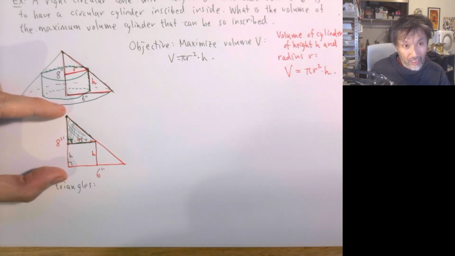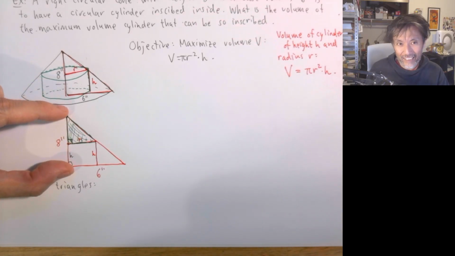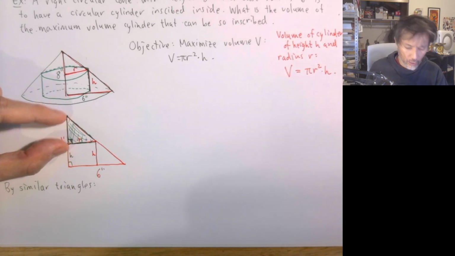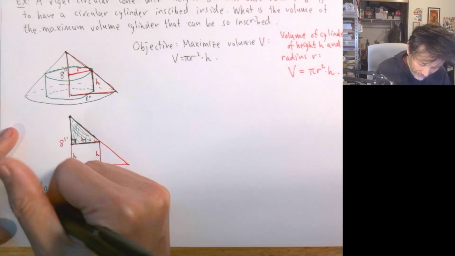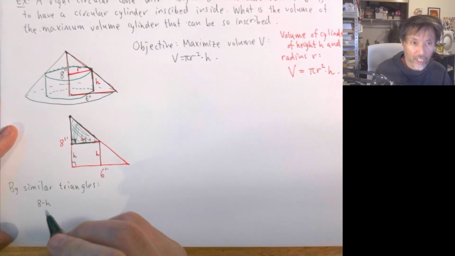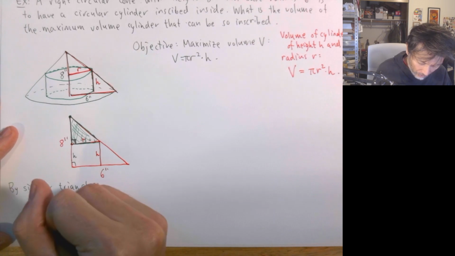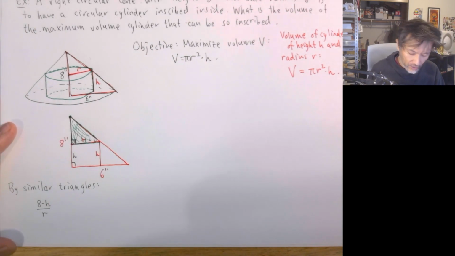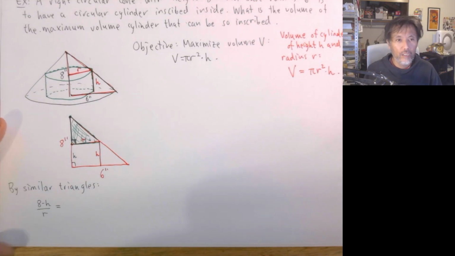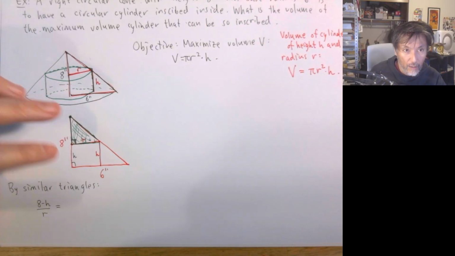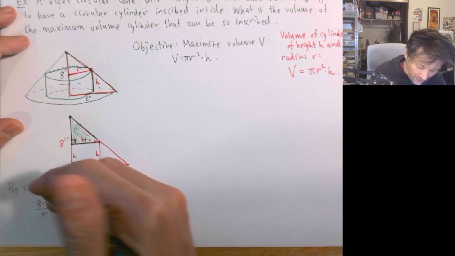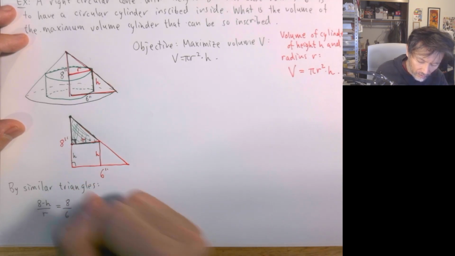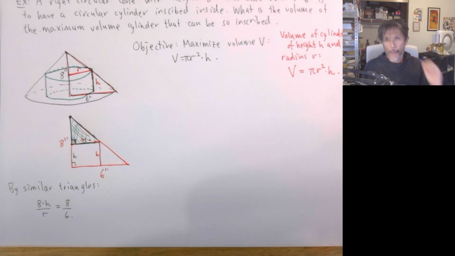So since this distance is 8 and this distance is h, this must be 8 minus h. So the vertical side is 8 minus h. And the ratio of that to r, which is the horizontal side of the green triangle, is supposed to be equal to the ratio of the vertical leg of the big triangle, which is 8, divided by the length of the horizontal side, which is 6. Okay?